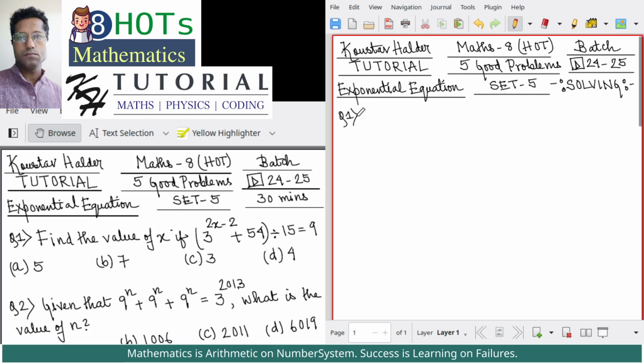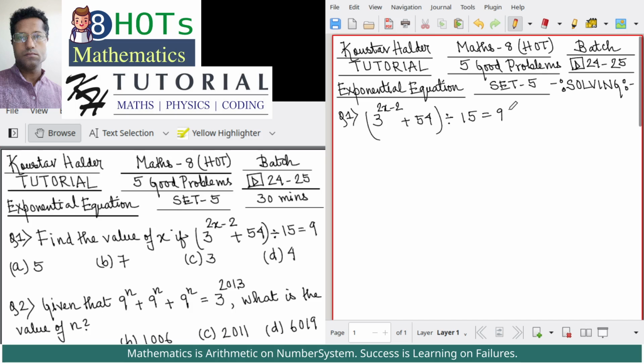Question number 1 says find the value of x if the equation given is (3 raised to the power 2x minus 2, plus 54), this whole divided by 15, is equal to 9. Now this is a different type of equation. As of now, we have always seen that both the sides are in exponential form, or maybe the right hand side is a number which can easily be converted into exponential form.